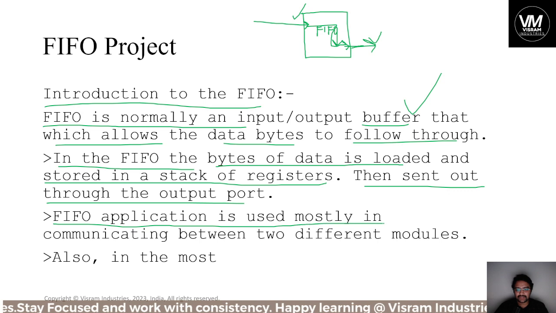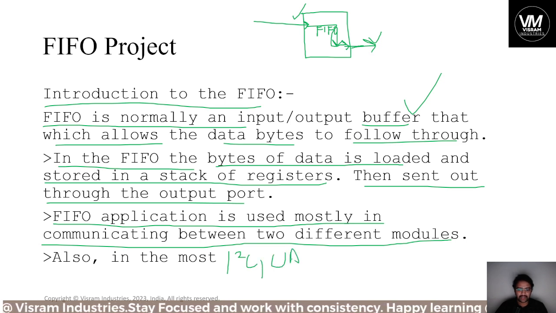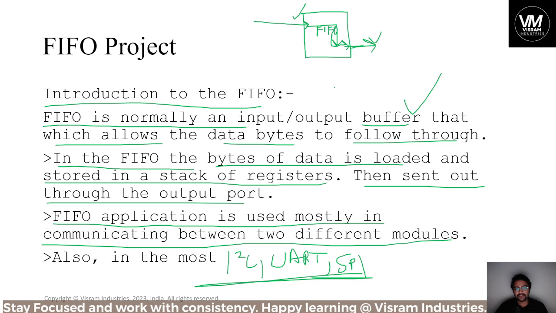FIFO is used mostly for communicating between two different modules. It can be used in protocols like UART and SPI in the buffer stages. Not I2C, but UART. The UART protocol is important, and the SPI protocol. For those protocols, FIFO will work absolutely fine, so it can be implemented there.